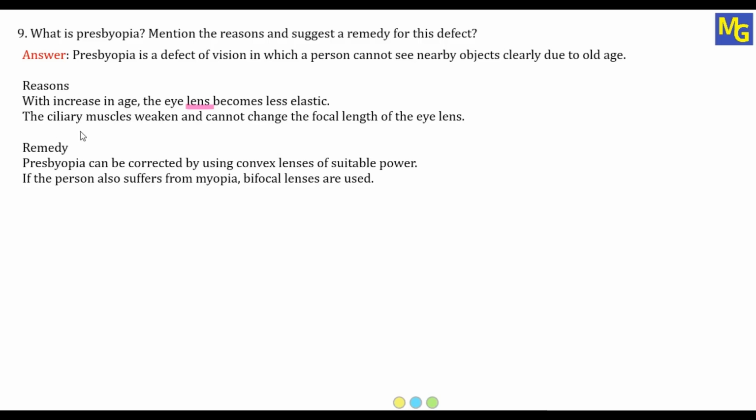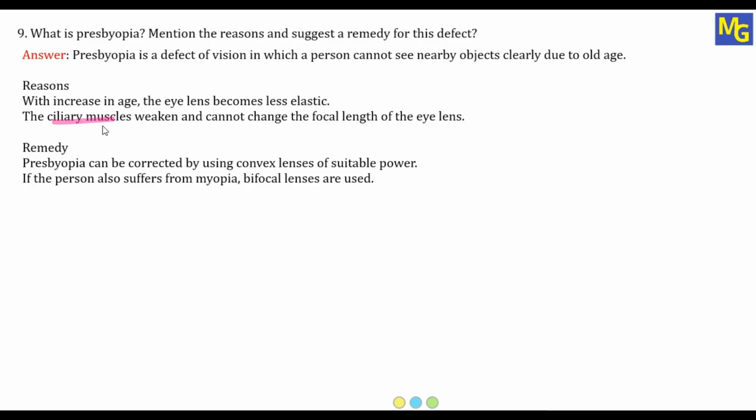The second reason, ciliary muscles weaken and cannot change the focal length of the eye lens. Very simple. It is related to the first reason only. The ciliary muscles, which are responsible to change the focal length of the eye lens depending on the position of the object, will get weakened due to old age. So because of this, to see objects present at different distances, the focal length of the lens should change, and that is not possible due to the weakness of the ciliary muscles. So these are the two reasons.